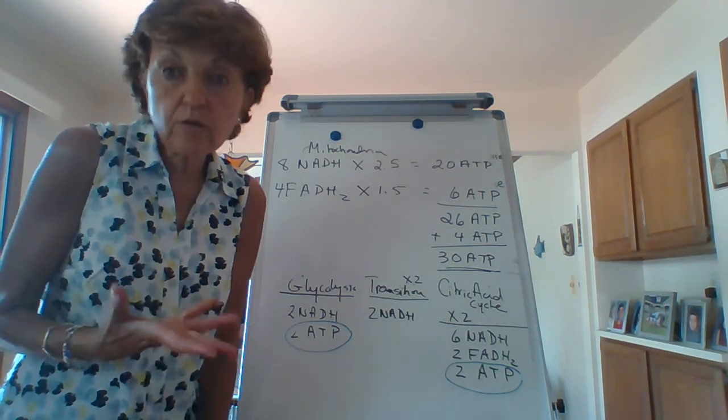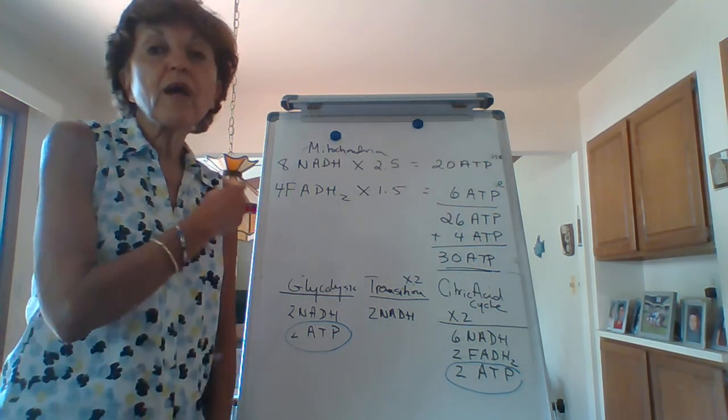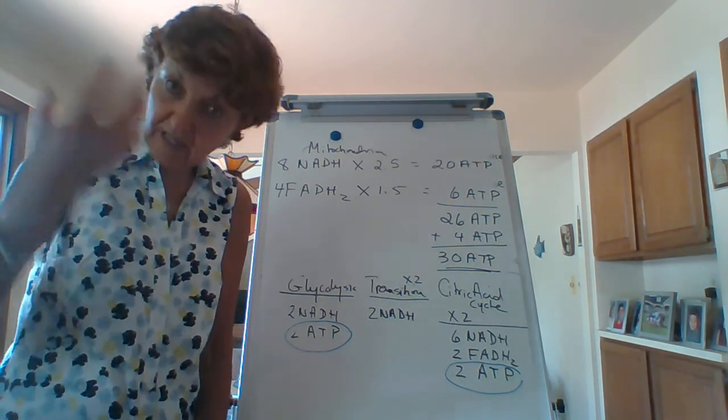What if you had 10 glucoses? 10 times 30, 300 ATPs. What if you had 100 glucoses? That would be 3,000 ATPs. Did you get the idea here?